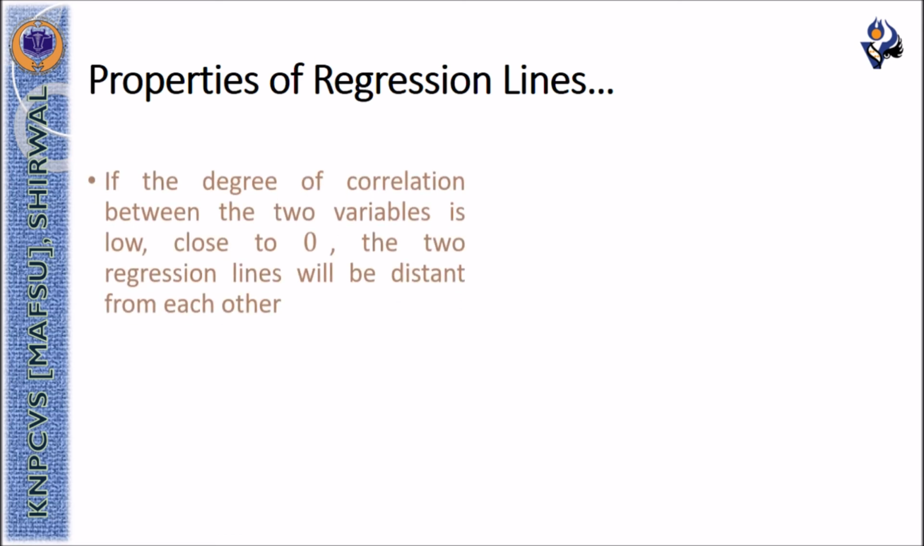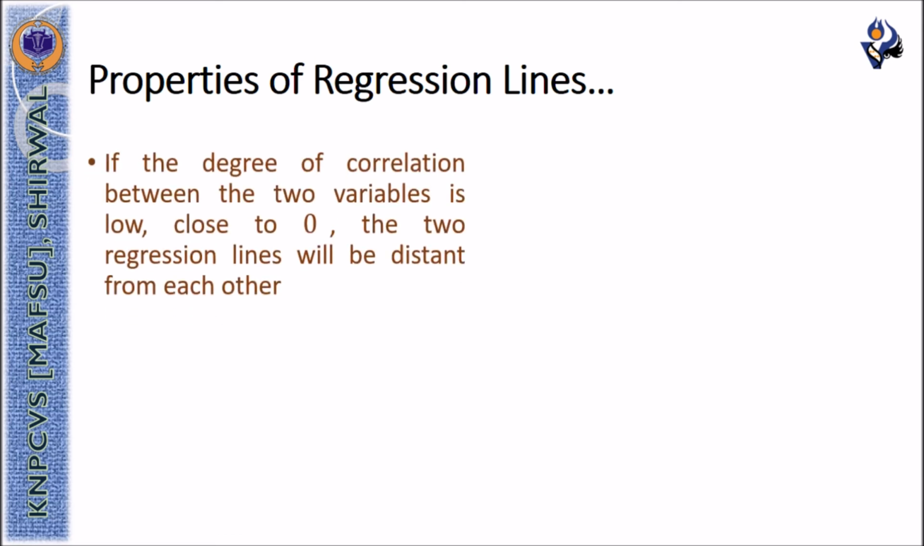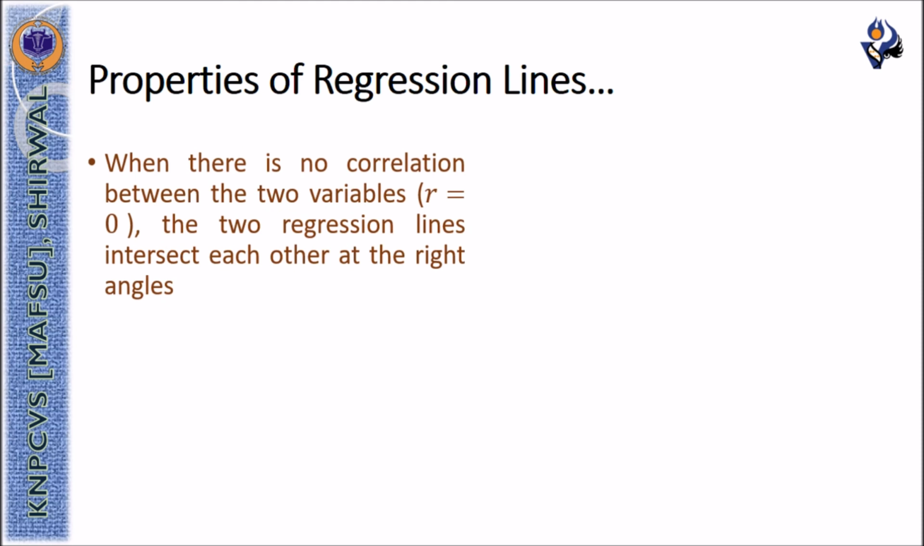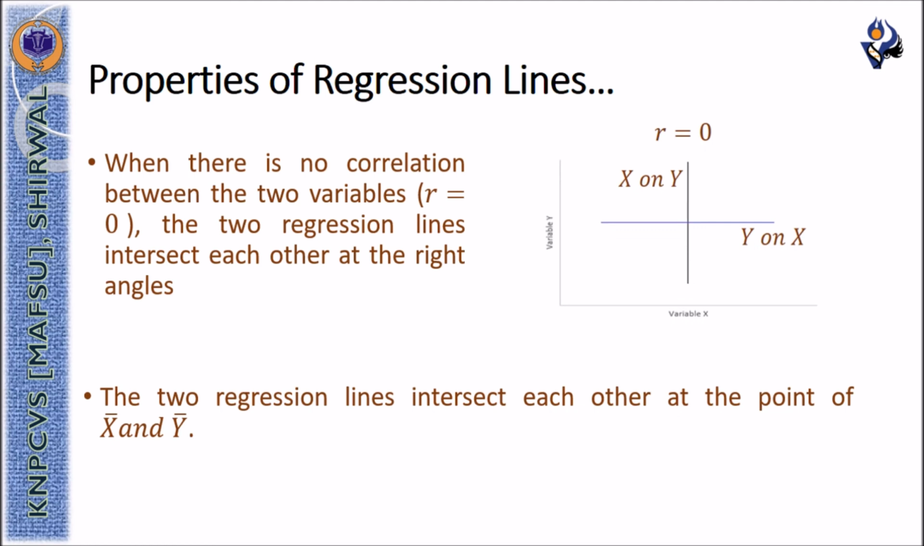Whereas if the degree of correlation between the two variables is low, that is close to 0, the two regression lines will be distant from each other as shown in the given diagram. When there is no correlation between the two variables, that is r is equal to 0, the two regression lines will intersect each other at right angles. The two regression lines intersect each other at the point of x bar and y bar, that is the mean of variable x and the mean of variable y.